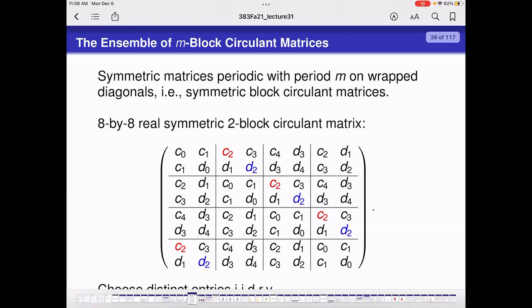The other extreme is if you make the period n, so the period is actually now depending on the size of the matrix. What kind of matrices do we have now? Yeah, so everything on the diagonal is different. So what kind of matrices will these be? Okay. General, what kind of n by n matrices? General real symmetric matrices.